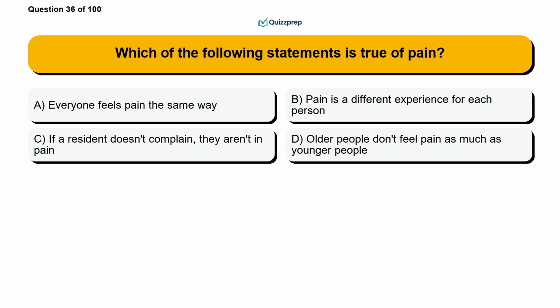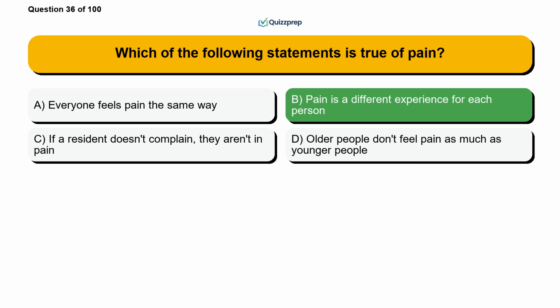Question 36. Which of the following statements is true of pain? Option A, everyone feels pain the same way. Option B, pain is a different experience for each person. Option C, if a resident doesn't complain, they aren't in pain. Option D, older people don't feel pain as much as younger people. The correct answer is option B, pain is a different experience for each person.